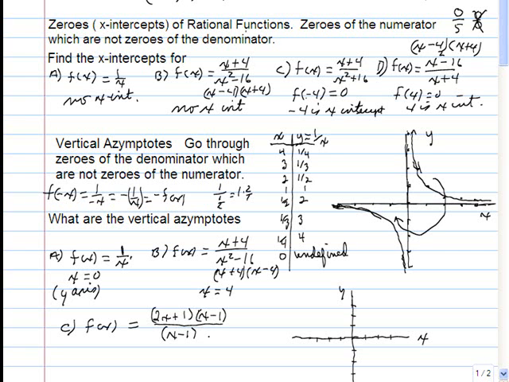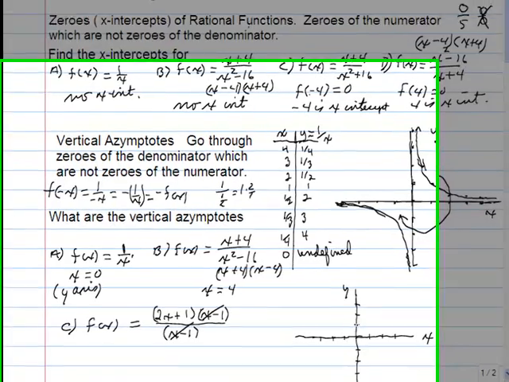Let's take a look at this third function. Again, the reason I put up this third function is because I want to show you what happens when a zero of the denominator is also a zero of the numerator. If x is unequal to 1 here, these two factors cancel each other. Now if x is equal to 1, this is undefined, but if it's unequal to 1, they cancel, so y is just 2x plus 1, which is this straight line.